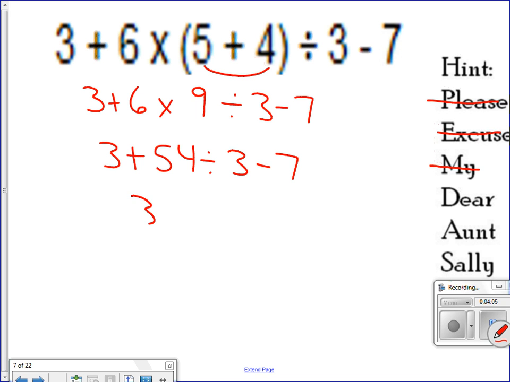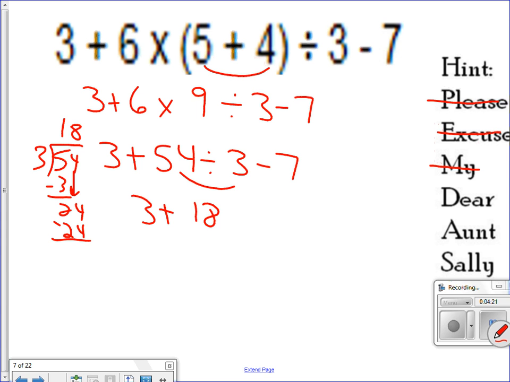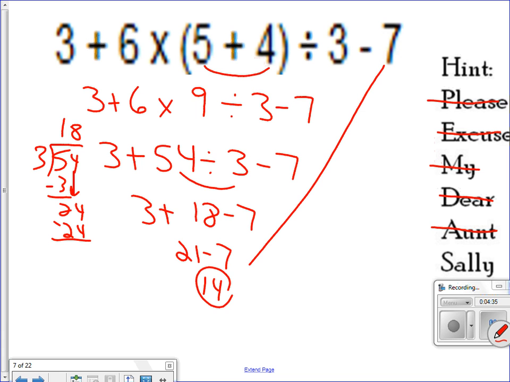So it's going to be 3 plus 54 divided by 3. 3 goes into 54 once, subtract, got a 2, bring down the 4. 3 goes into 24 8 times. 3 times 8 is 24. So this would be 3 plus 18 minus 7. So I have my dividing done. Now I can add. 3 plus 18 is 21 minus 7. Now I can subtract. 14 is my answer. See how it makes a cone shape, okay? Here's another one.